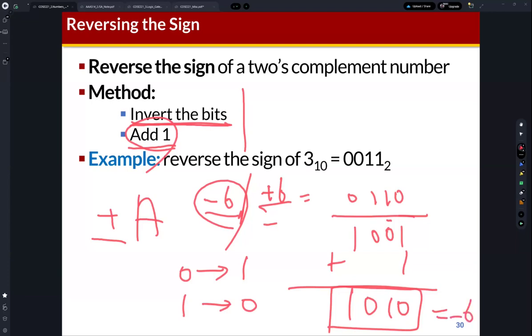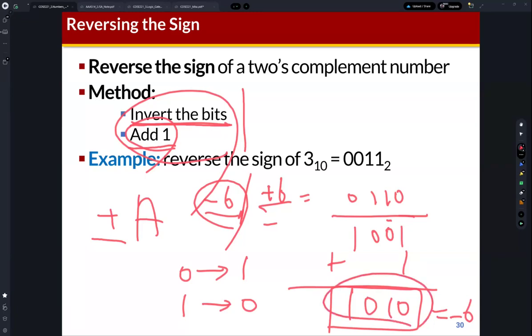Okay. So in order to reverse the sign, we can use this method. You may think it is a little bit complex, but if there are many bits in the number, then we can easily apply this method. We can invert the sign of a number.